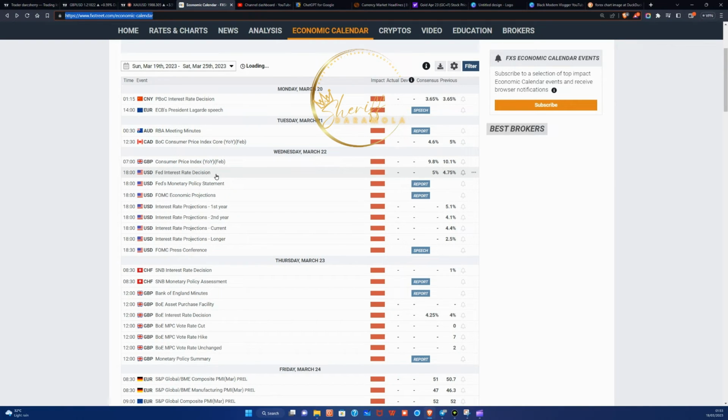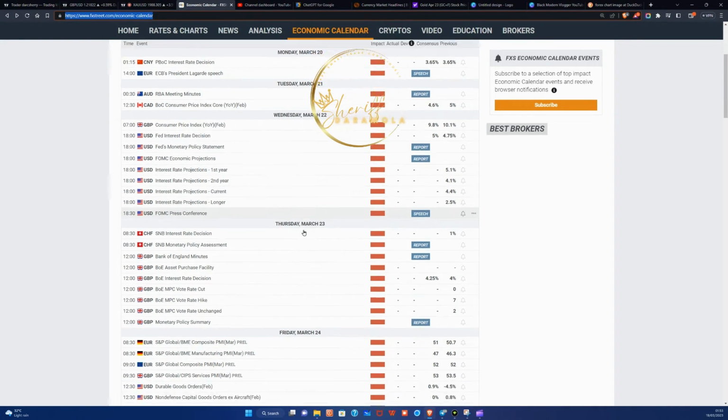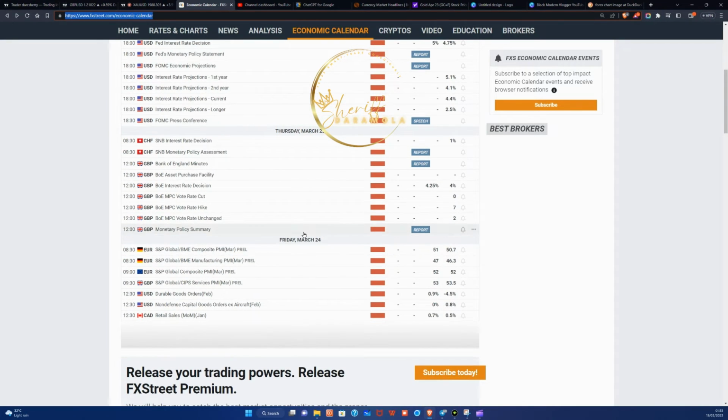So we are going to be looking forward to this event. We also have the monetary policy statement. We have the FOMC economic projection, interest rate projection, and then we have the FOMC press conference on that same day. Then the next event is coming up on Friday, March 24th, and we have the durable goods orders and the non-defense capital goods orders as well.